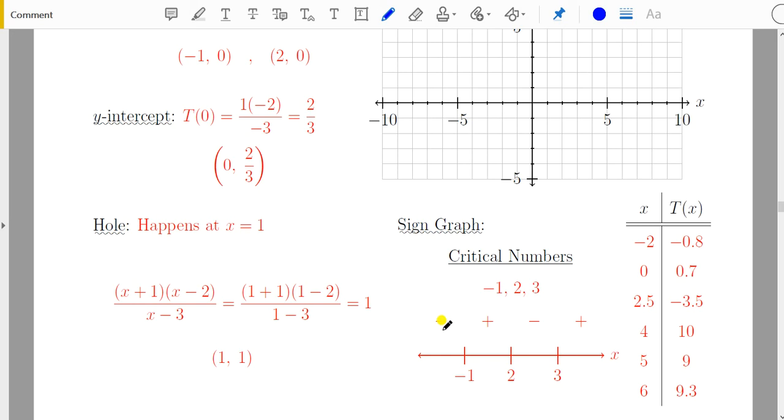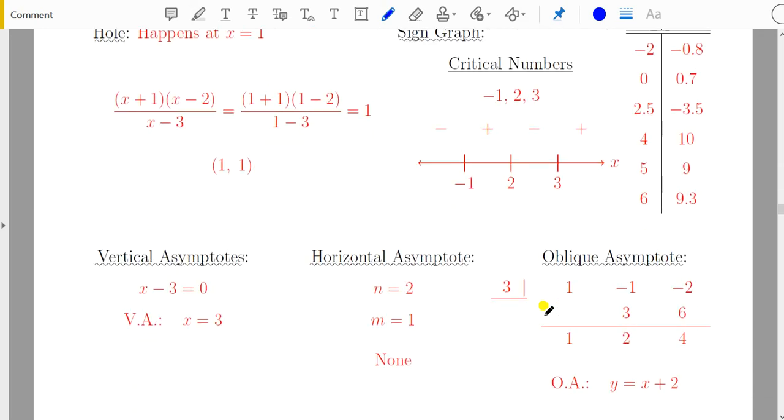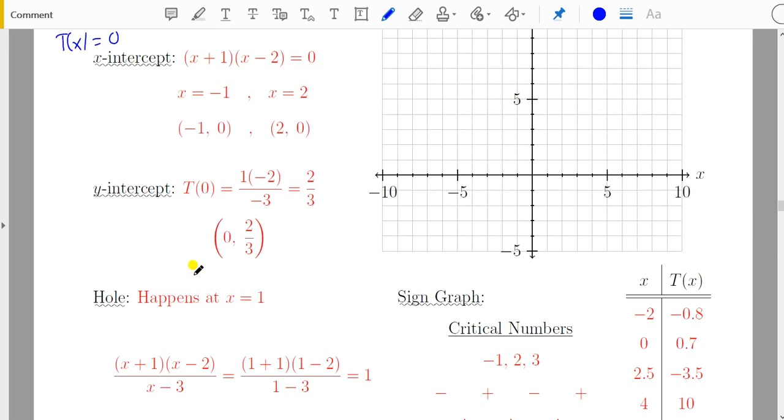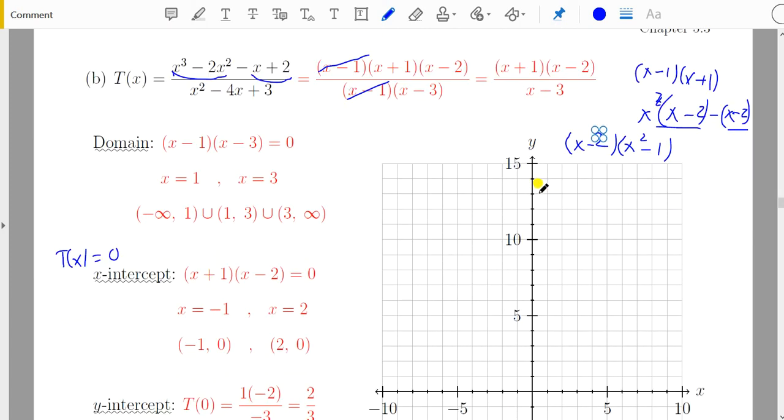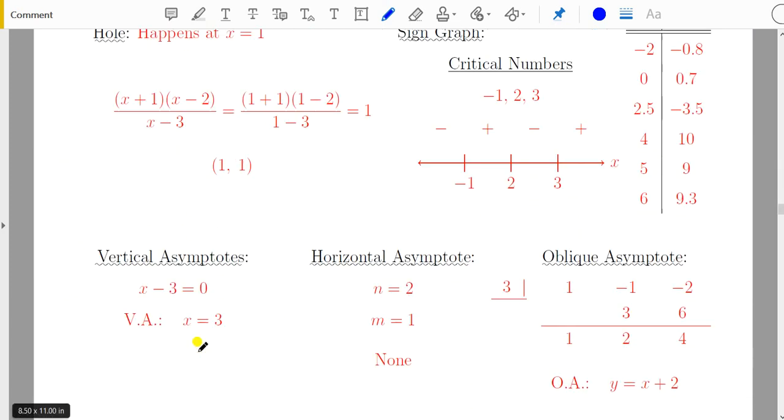Okay, so again, I pick some points and test for the sign, minus plus, and that will help us to graph the function. Now for the vertical asymptotes, we set the denominator to become 0. That happens only when this thing is 0, or when x is equal to 3, which is here.